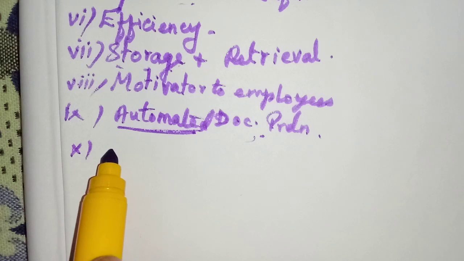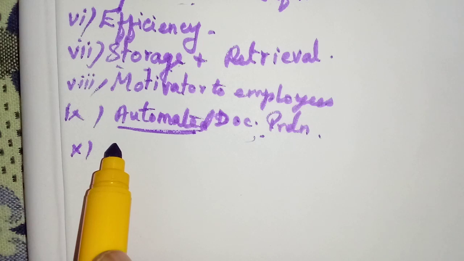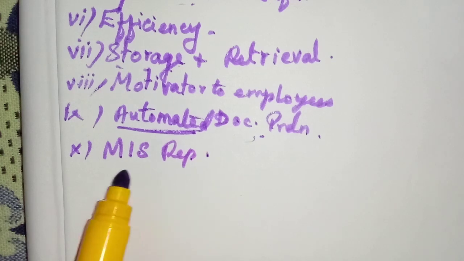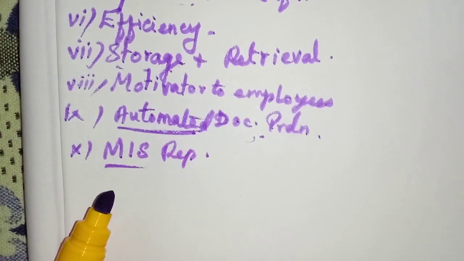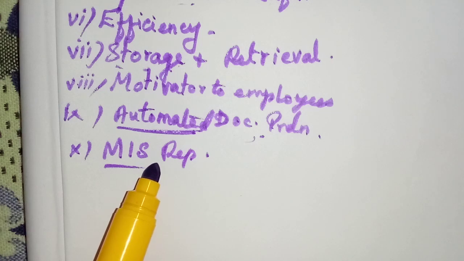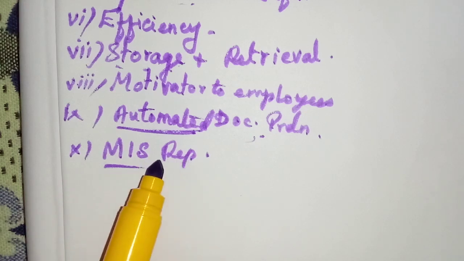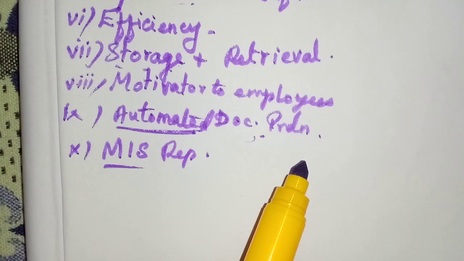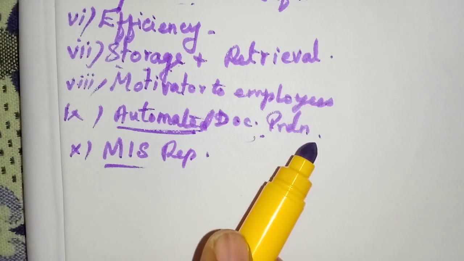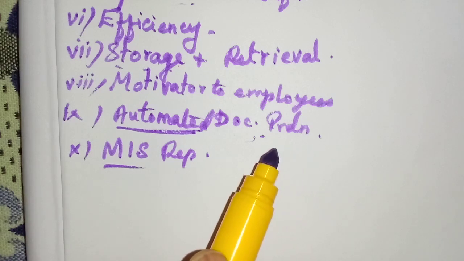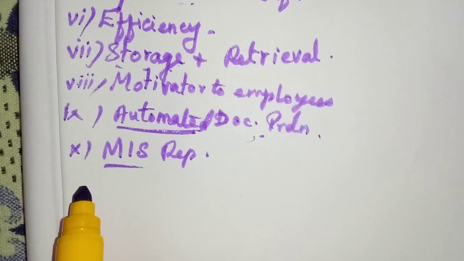Then the last advantage, MIS reports. That is management information system. So here the management only is to direct and control the whole organization. So for that purpose, for the management, it is providing many reports. All the reports can be generated from the computer, and it can have full control over the functions of the organization.